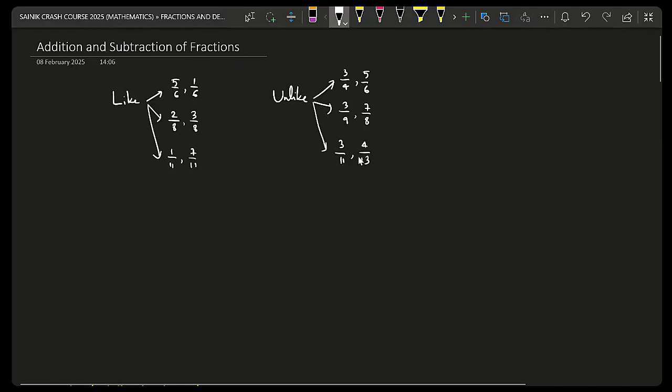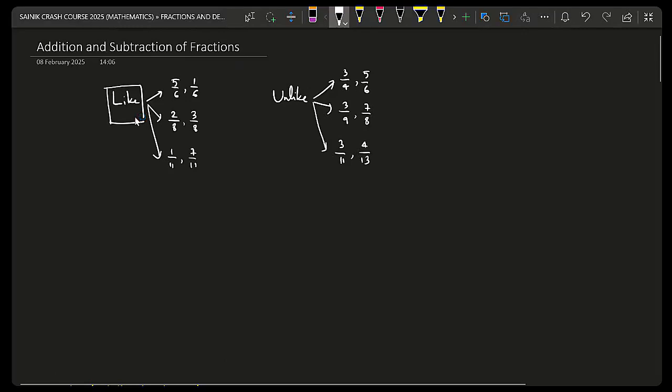In addition and subtraction of fractions, we can only add if they are like fractions. We cannot add unlike fractions. But how to add unlike fractions? First, we convert the unlike fractions into like fractions by using the LCM of denominators. Then we can add the like fractions. So first, let us check how to add like fractions.